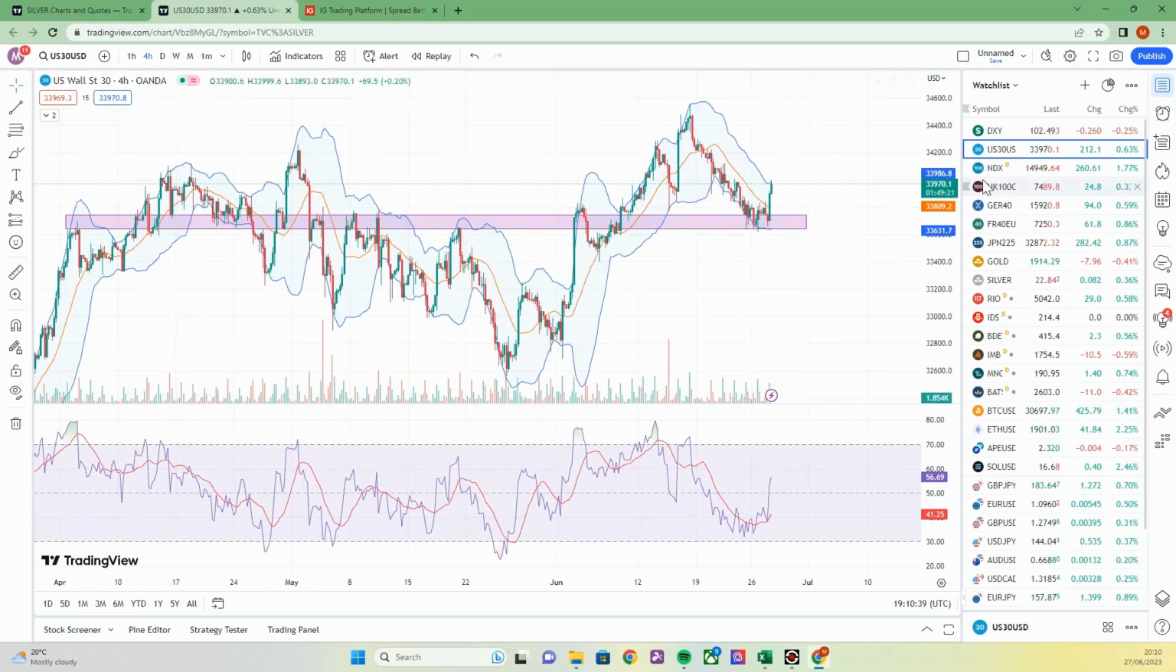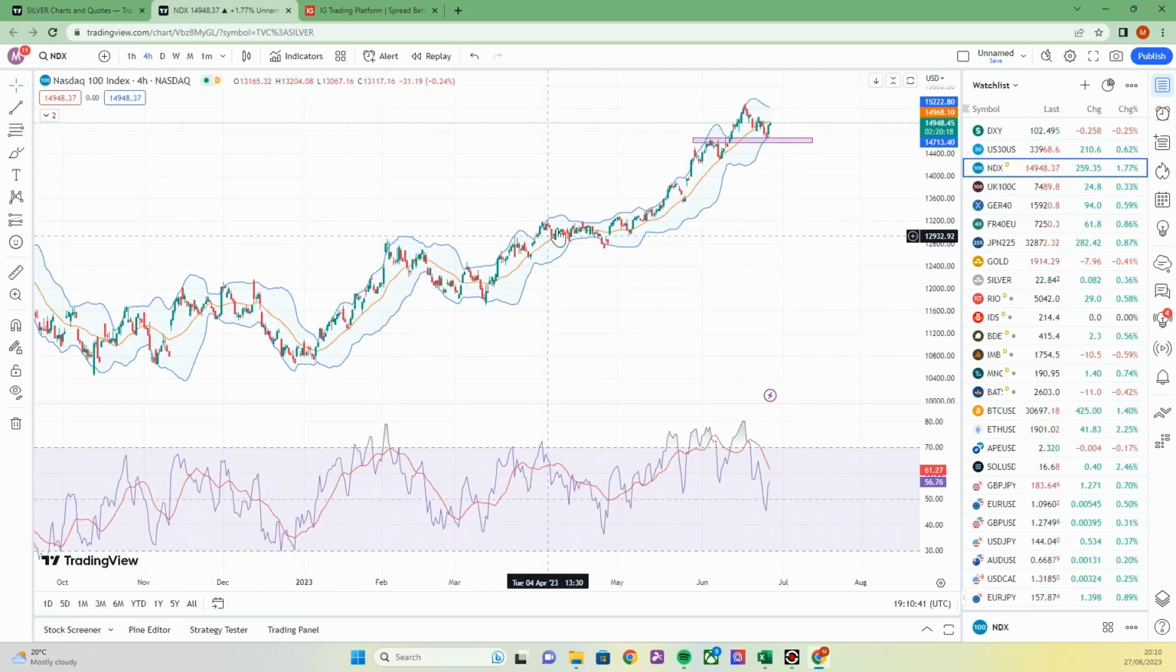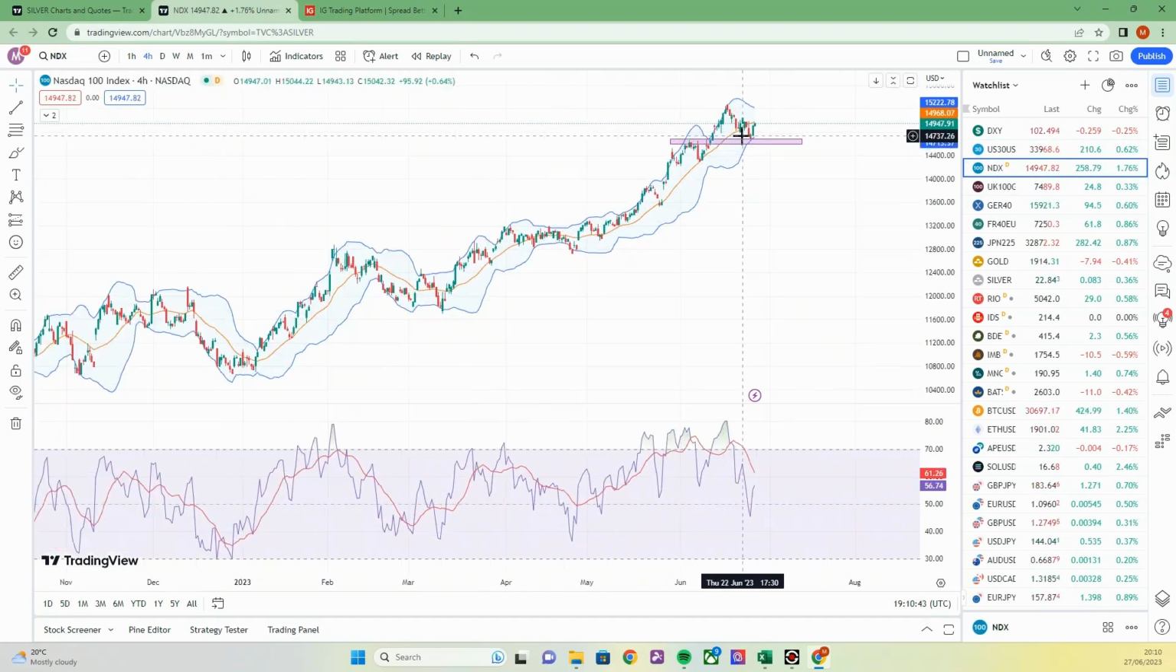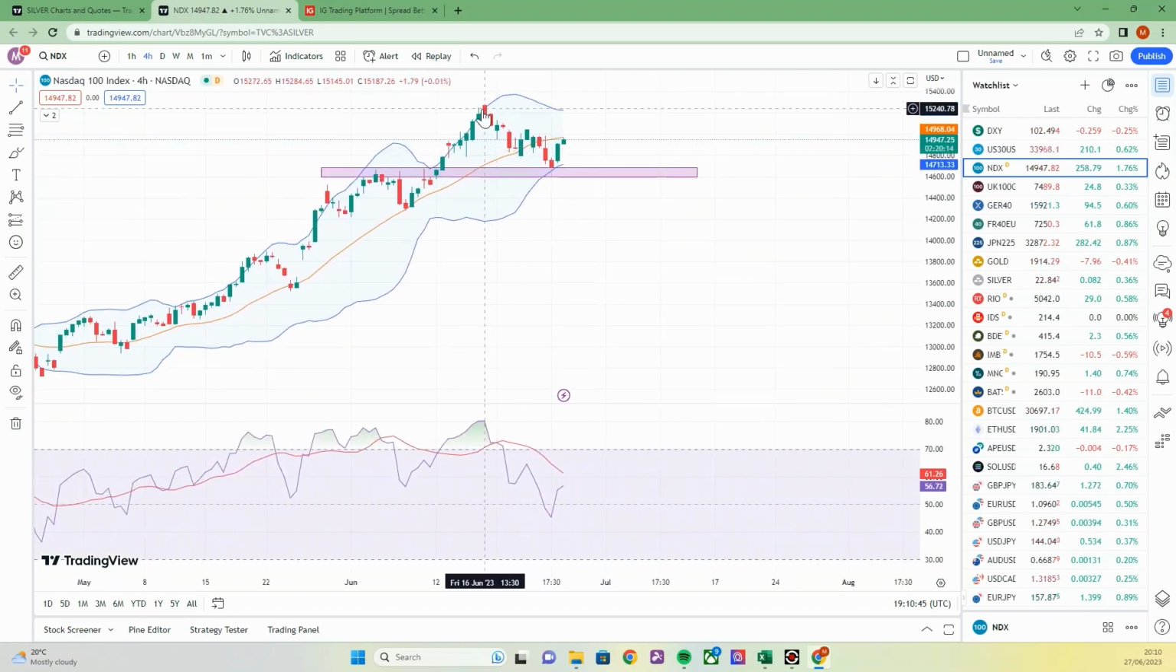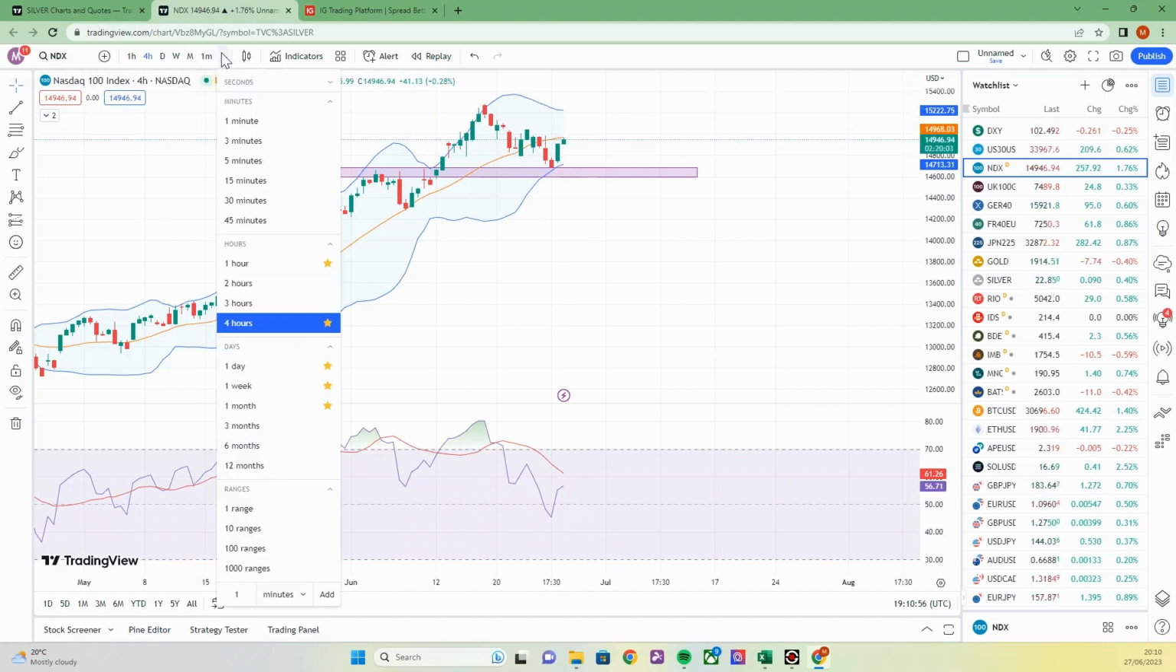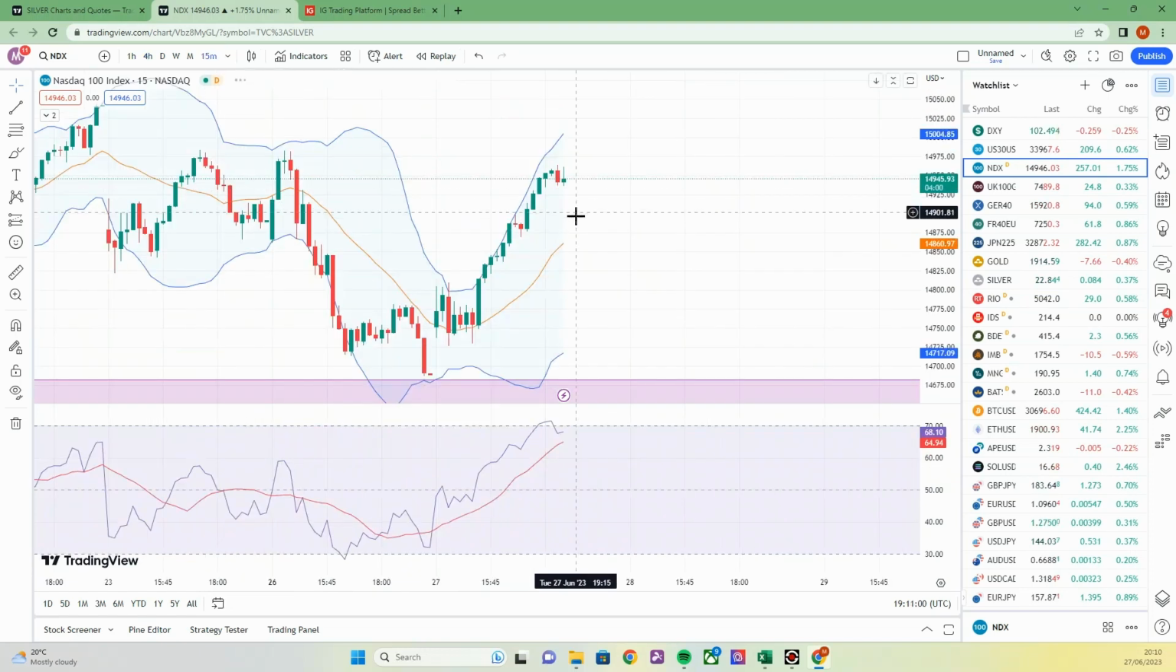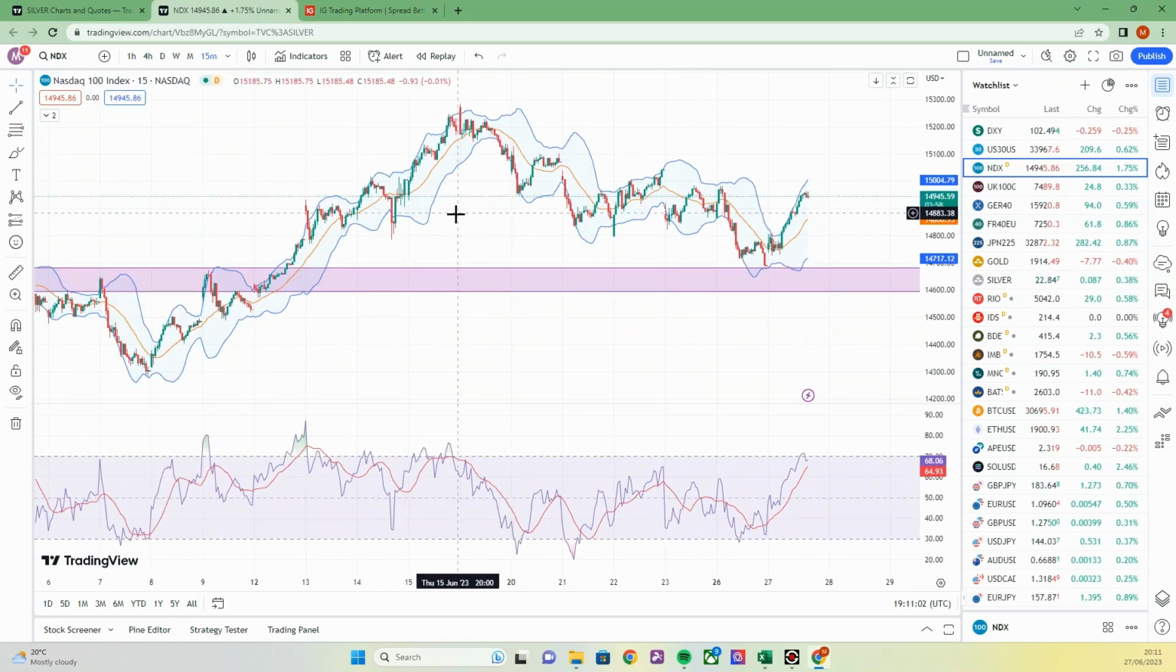Try and figure out if I can find a trend. Obviously, this is in an uptrend here anyway. It's had a pullback here, and then it looks like it's going to resume upwards, but I can't be so sure because it's never that simple. So I'm going to go down to the 15-minute time frame.